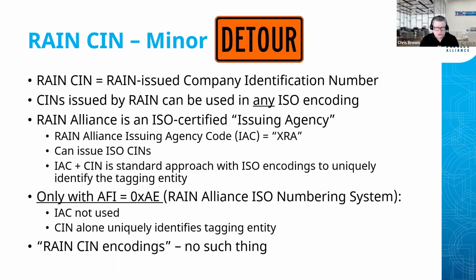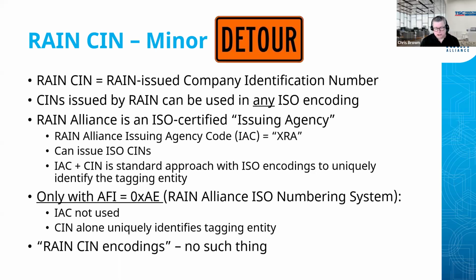In the ISO world, it works a little differently. There are many entities that can issue company identification numbers. RAIN is just one such entity. Other entities include Microsoft, NATO, UPS, DHL, IBM. There are many, and I think there's about 50 entities that can issue ISO valid company identification numbers.